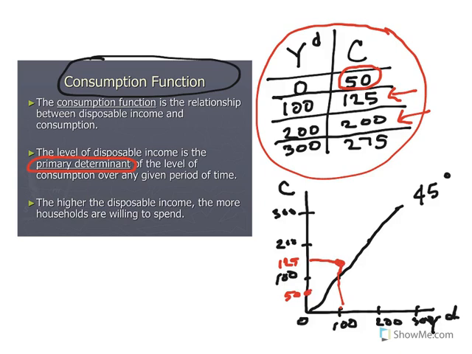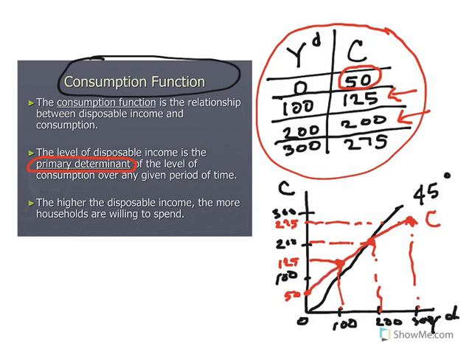Then it shows that when disposable income was 200, my consumption was 200. So now I'm actually going to be intersecting that 45-degree line. And then when disposable income was 300, consumption was 275. So let me write 275 in here and then come across something like this. And of course now I can connect those dots, and that will give me my actual consumption function.